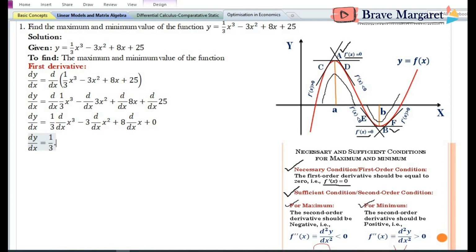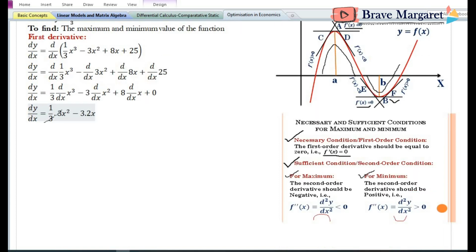Using the power function rule, the derivative with respect to x of x cubed is equal to 3x to the power 3 minus 1, that is 3x squared. Using the power function rule, the derivative with respect to x of x squared is equal to 2x, and the derivative with respect to x of x is equal to 1. So we are left with x squared minus 3 times 2x equals 6x, plus 8 times 1 equals 8. So this is our first derivative.